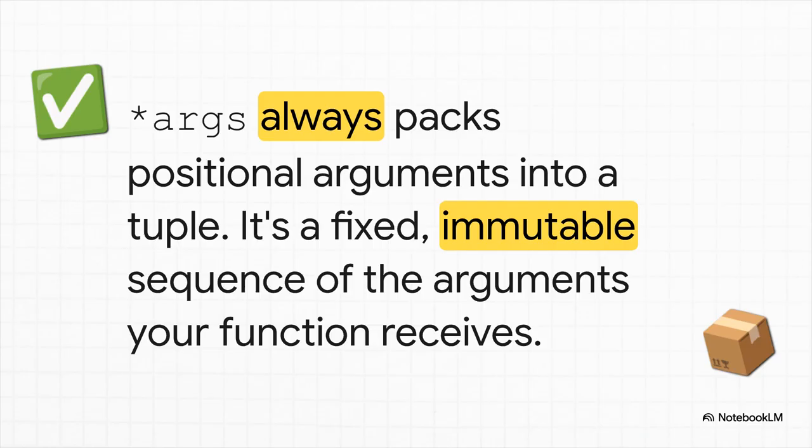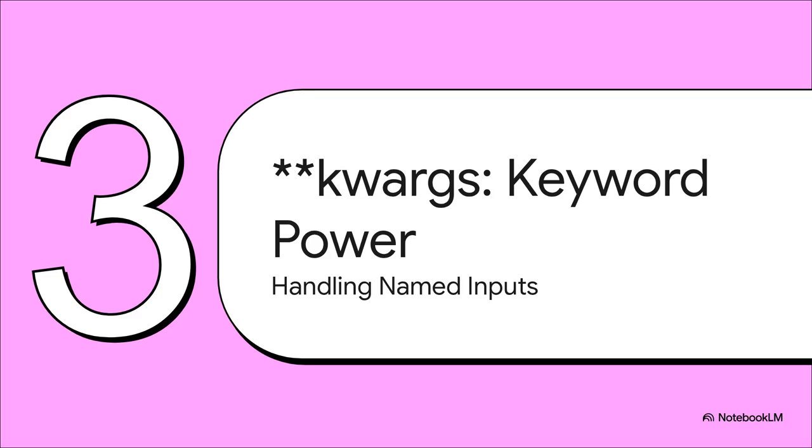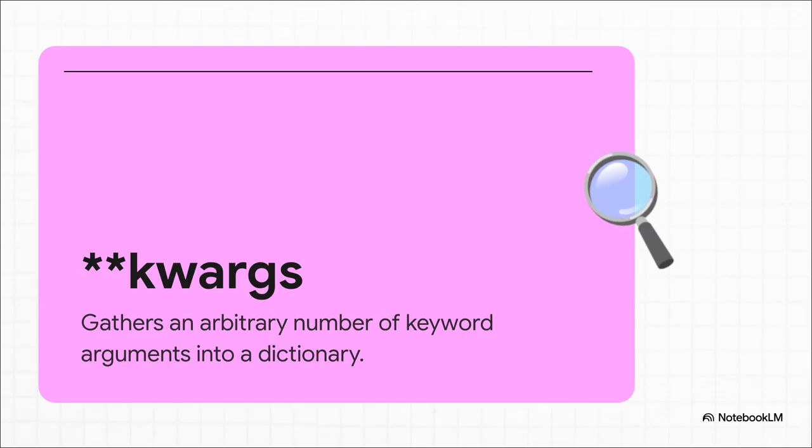It kind of makes sense, right? Tuples are immutable, you can't change them, and the function is just receiving a fixed sequence of arguments that came in. Okay, args is awesome for handling a random number of positional arguments. But what if you want to handle optional named arguments? You know, arguments that have a name attached to them? Well, for that we need our second tool, kwargs. Everybody, meet kwargs. It stands for keyword arguments, and that double asterisk is the telltale sign.